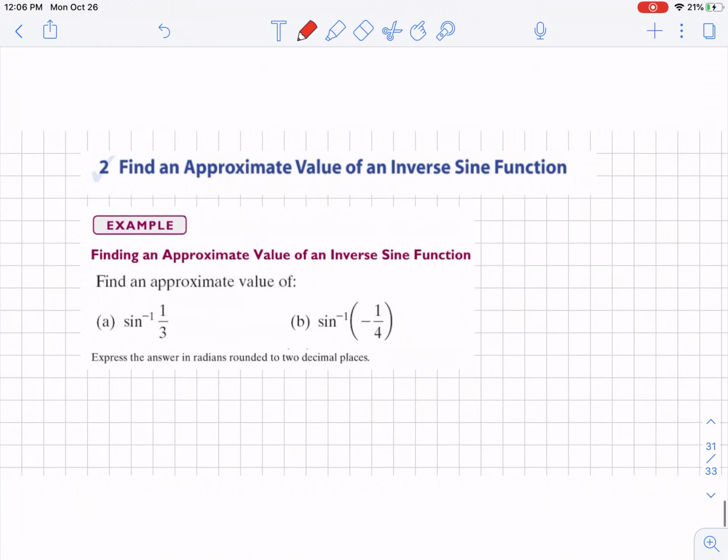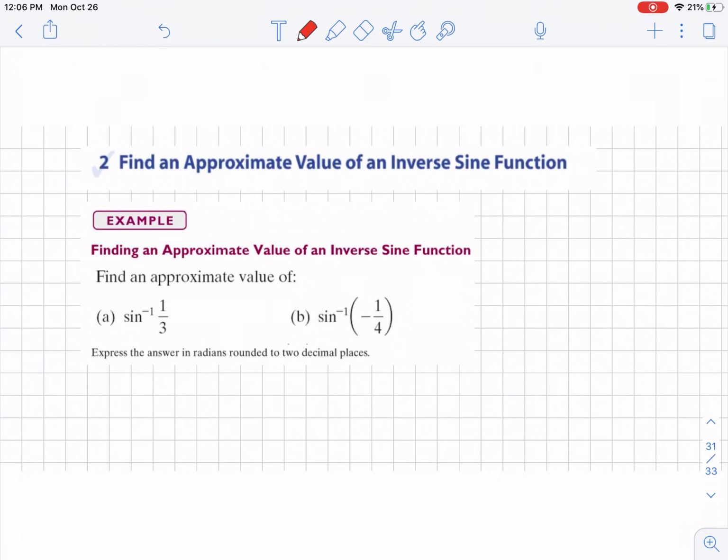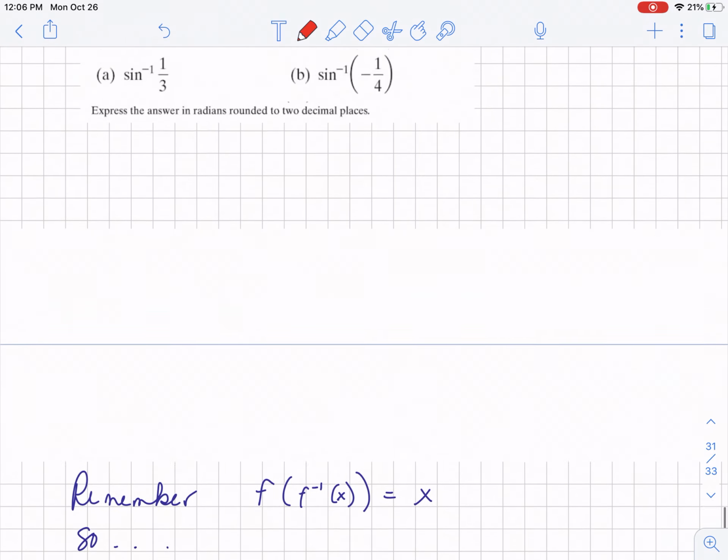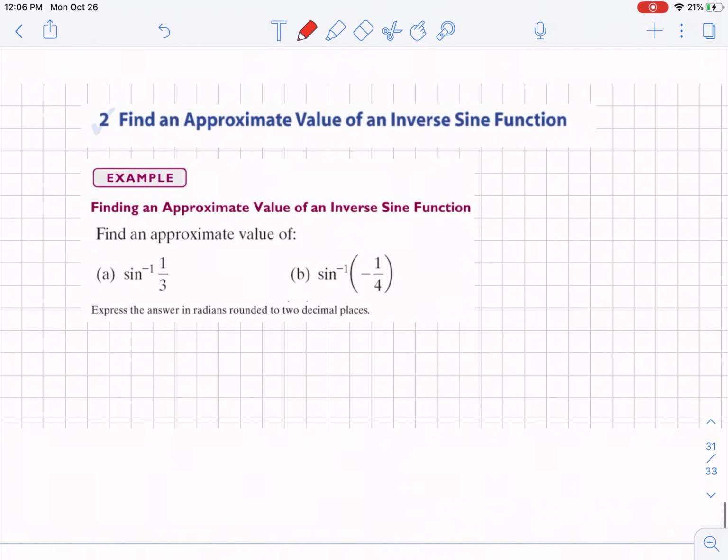If I wanted to do an approximate value of something like this, well, that's pretty easy, because I would just use my calculator, but I would have to round it to 2 decimal places, okay? I think that might be all I want to do for now.